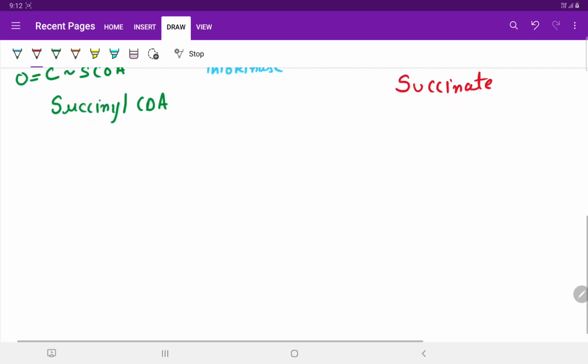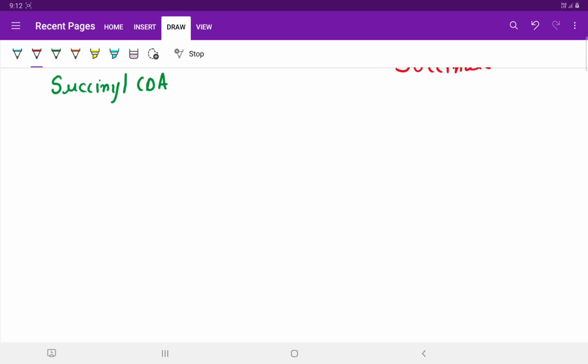Now in the next reaction there is the formation of a fumarate molecule from succinate. So next is the formation of fumarate from succinate. Now first let us draw the structure for succinate. Now this is the structure for succinate. This is converted into fumarate molecule.